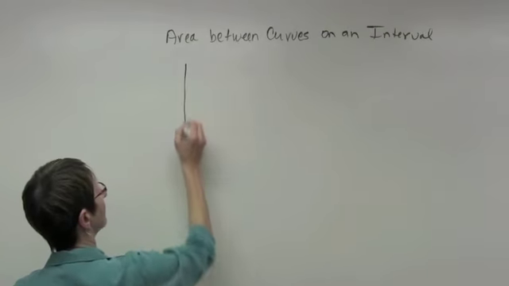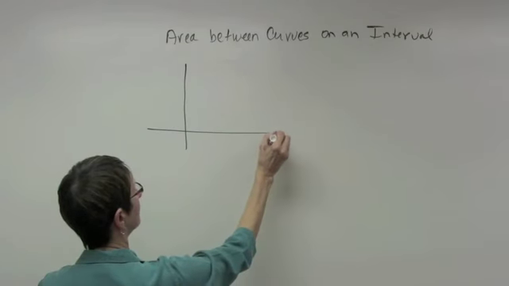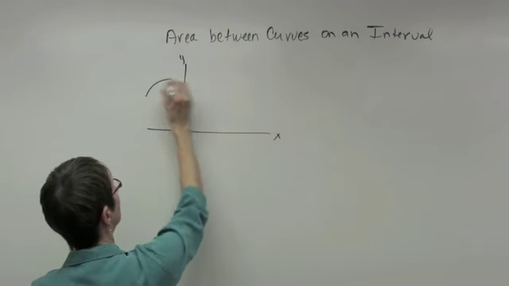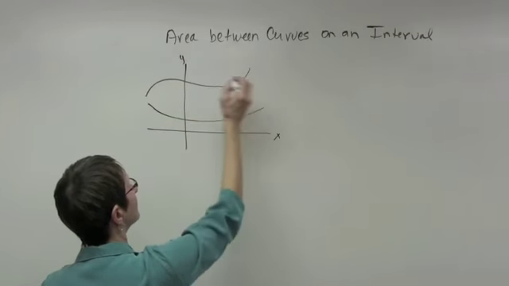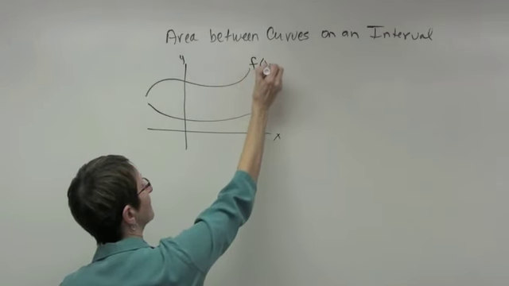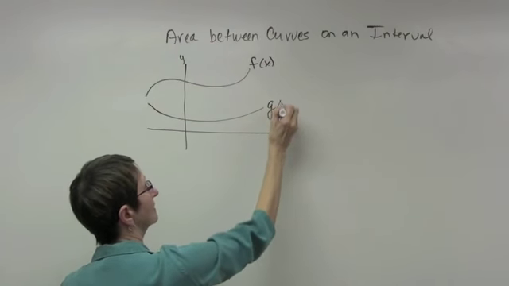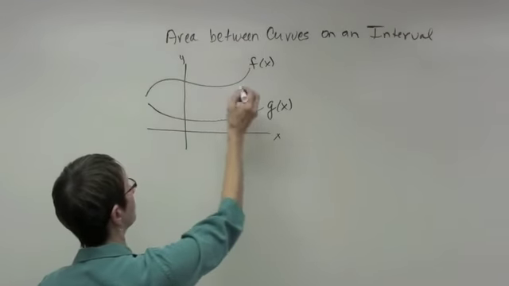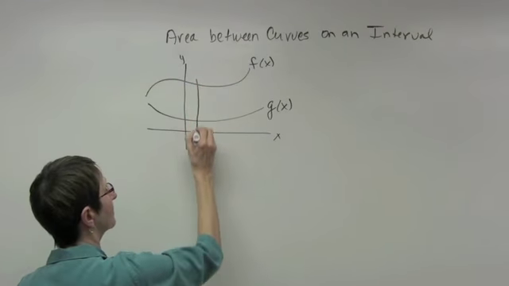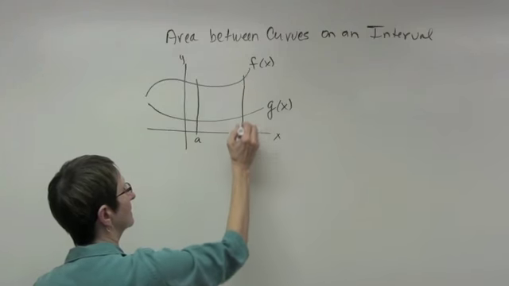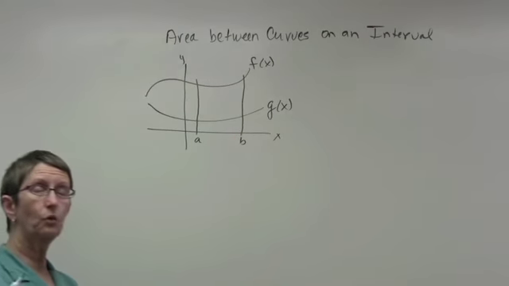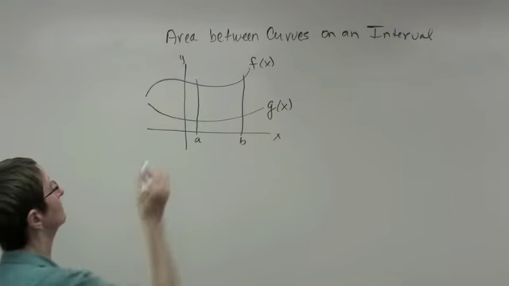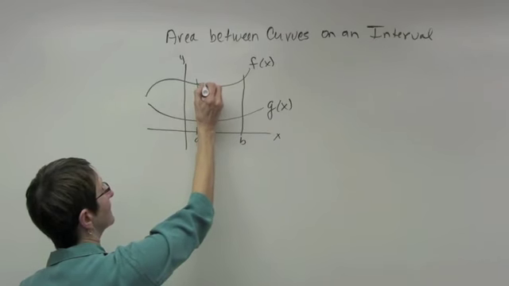So let's look at a couple of functions. This is f of x. This is g of x. And if I want to get the area between the two curves, let's say from A to B, let's first imagine what it would be like to estimate that. And there's more detail about this in the lesson.